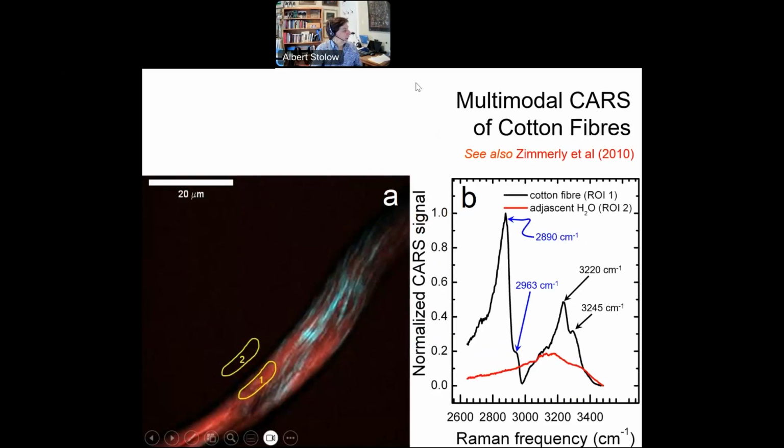Another example is in biofibers. There's a lot of interest in fibers and stress-strain relations in fibers. So here's a single cotton fiber. It's 20 microns in diameter, so it's very small. And cotton fiber is also made of these biopolymers, these carbohydrates. What I can do is tune here in region 1, and I can see the Raman spectrum of the cotton fiber. And if I tune over here, I can see the background, which is water. There's a cotton fiber in water.